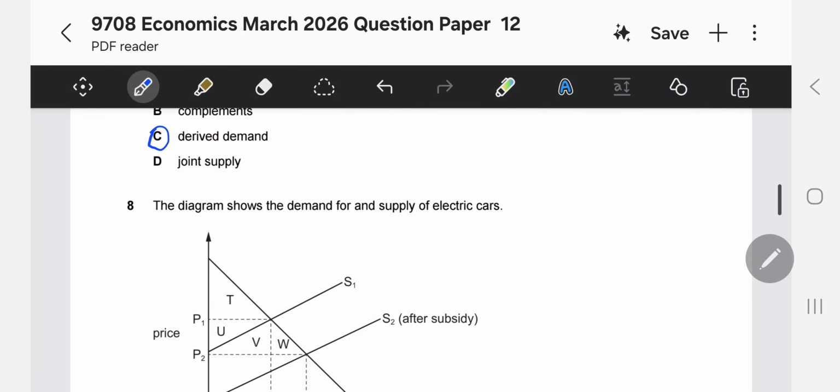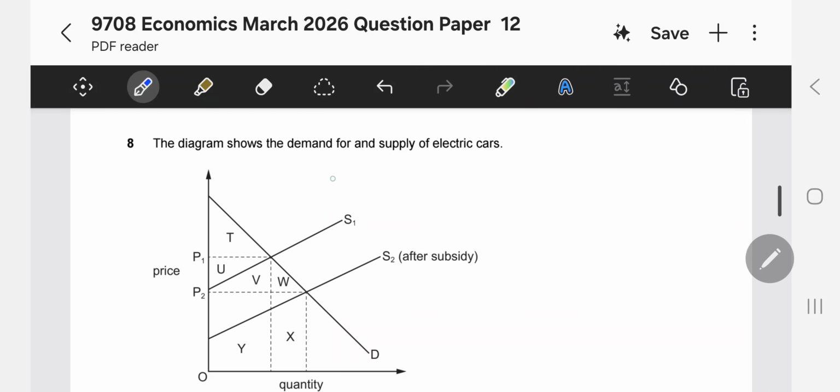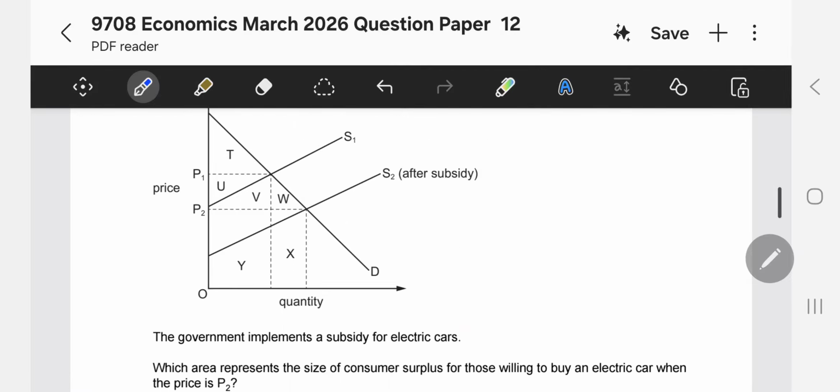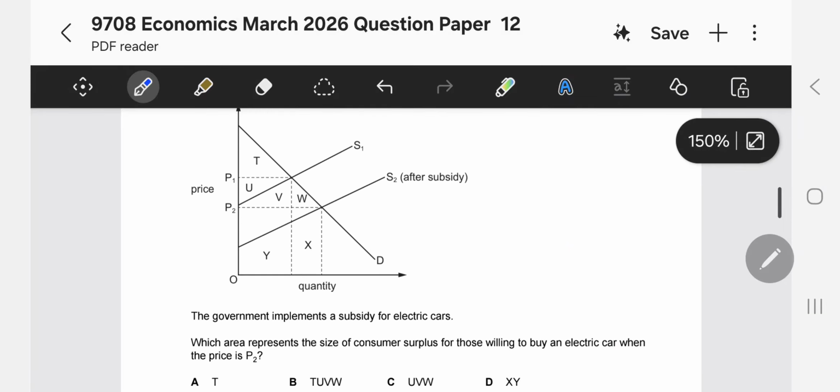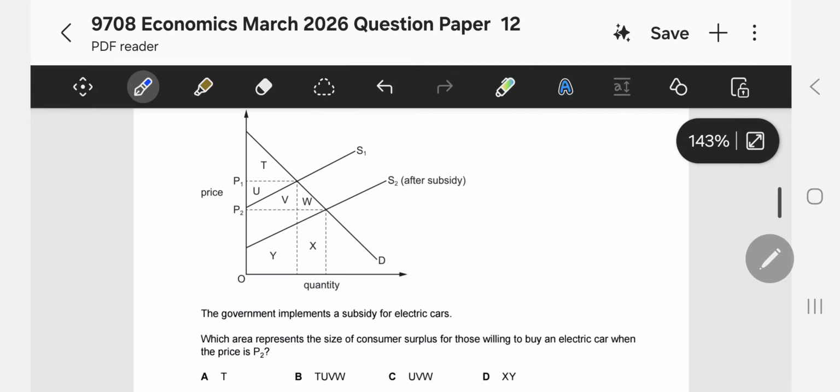Question 8. The diagram below shows the demand and supply curve for electric cars. So this is the supply curve after the subsidy, and this is the demand curve. I'm trying to make it smaller because I'm using my phone, but you should be able to get it. The government implements a subsidy for electric cars. Okay, there's a subsidy, so that's more supply, or increased supply.